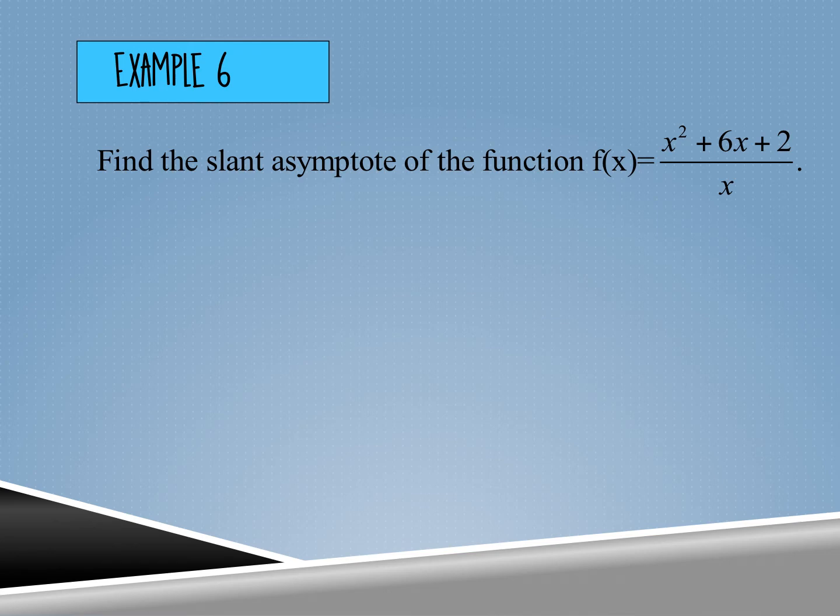All right, so example 6 just literally says find the slant asymptote of the function. The numerator's exponent is 1 more than the denominator's. That's how I know it has a slant asymptote.